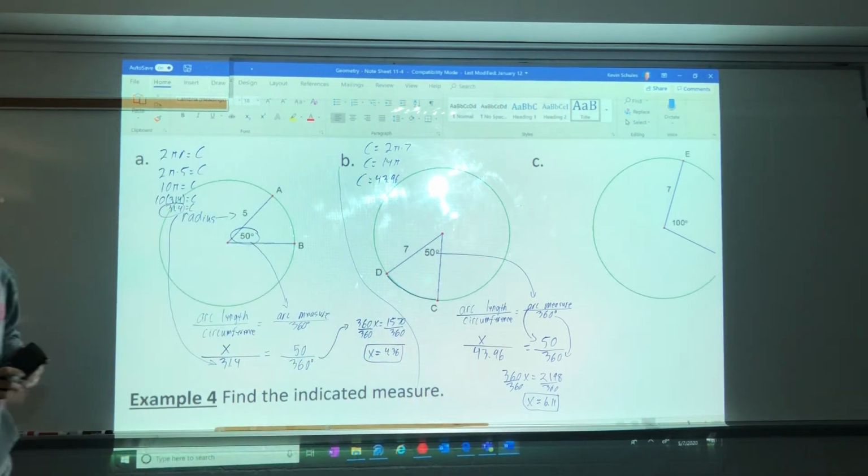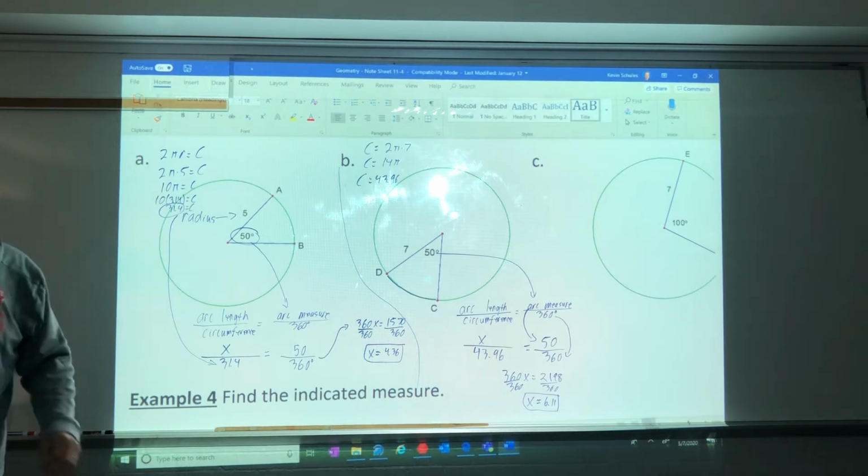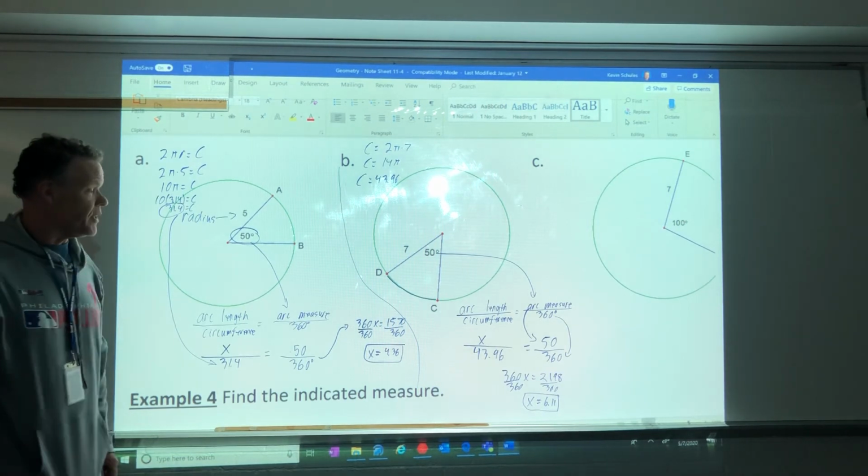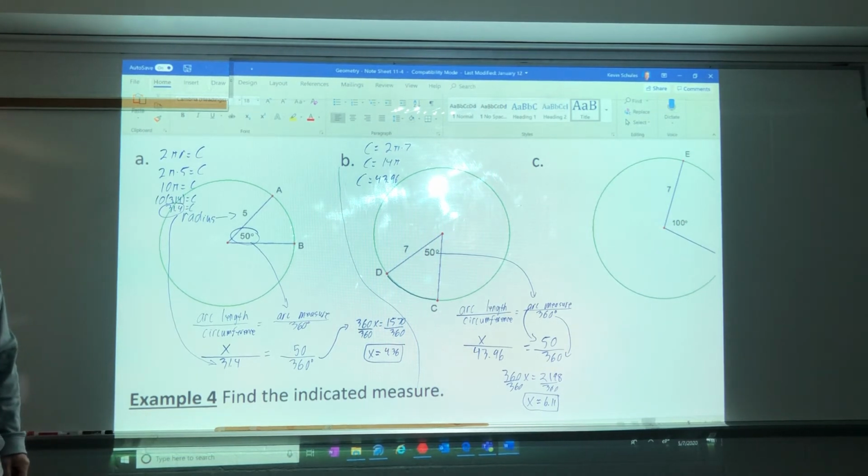Again, C is pretty much the same thing as what we've been doing here. Like I said, I'll give you some examples. I'll do some examples on the worksheet too.